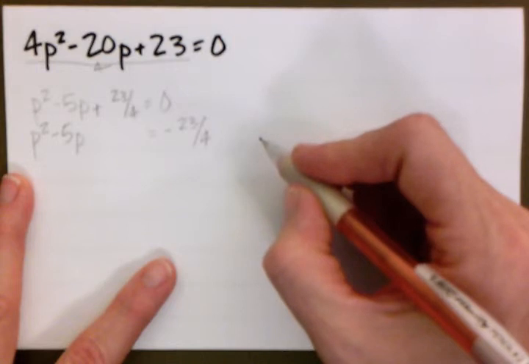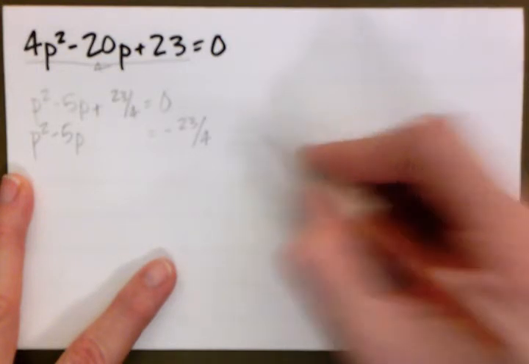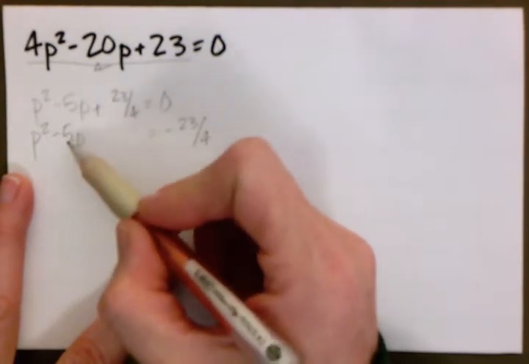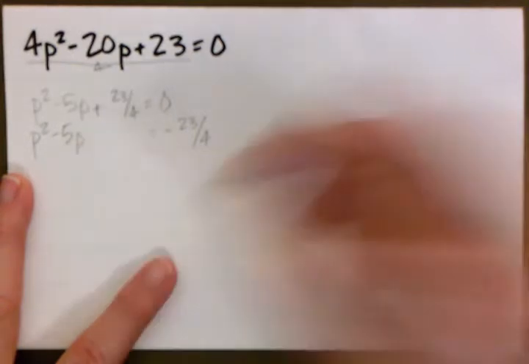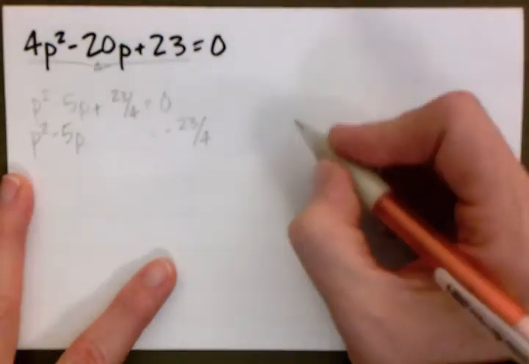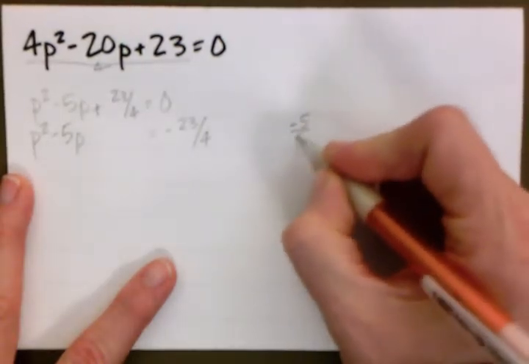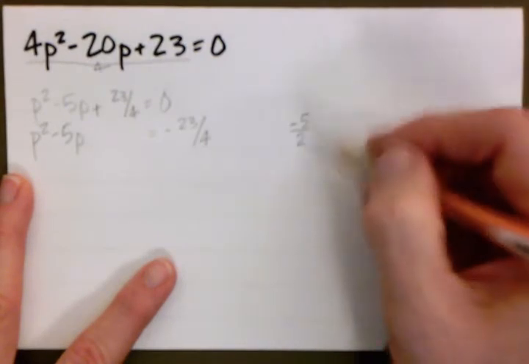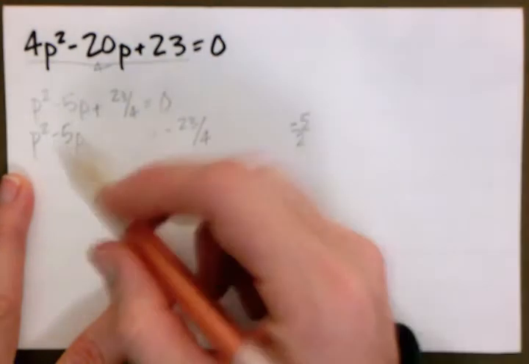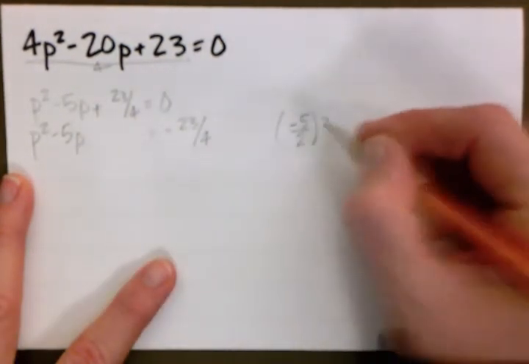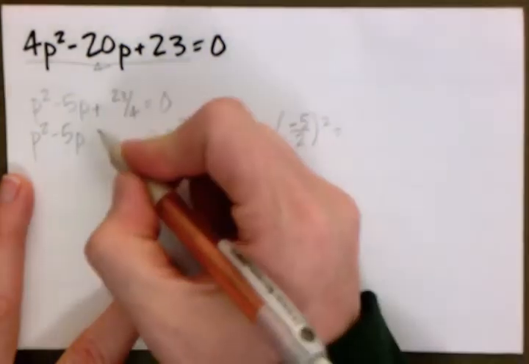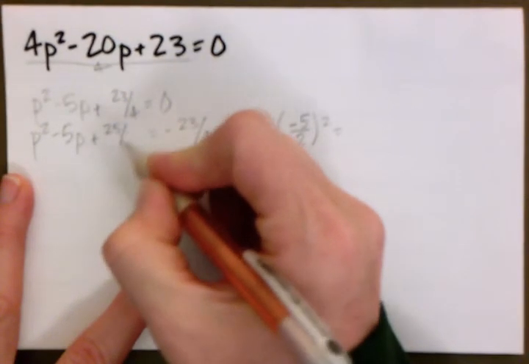Now it's time to complete the square. And the way we do that, the steps are: you take the number of the middle term, in this case we have negative 5p, so it's negative 5. You divide that number by 2, and then you square it. So in this case we're going to have negative 5 halves, negative 5 divided by 2. Fortunately we can't simplify that, so that's just what it's going to be. Middle term divided by 2, and then we square it. When we get that, we're going to have 25 over 4.